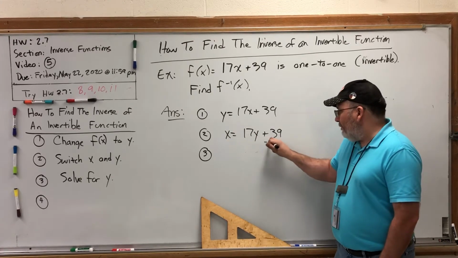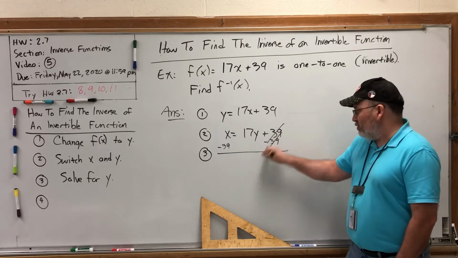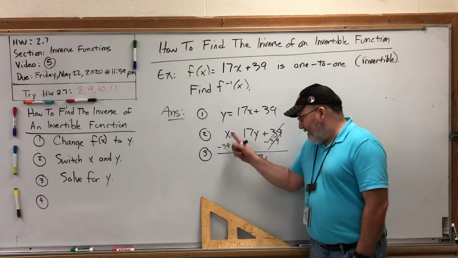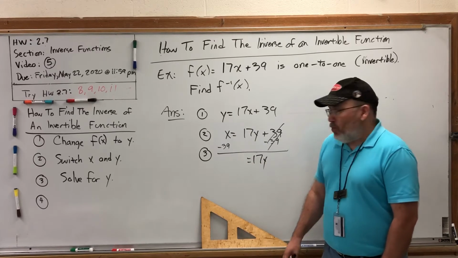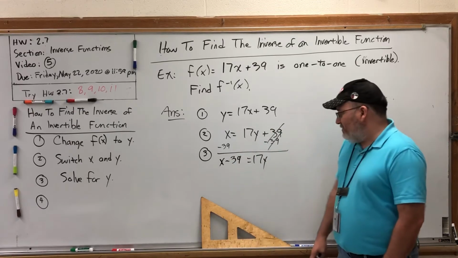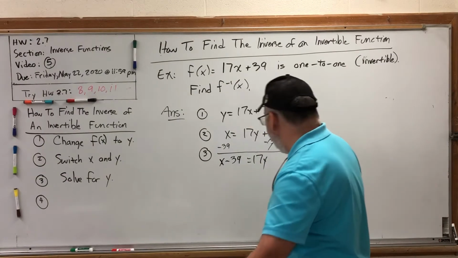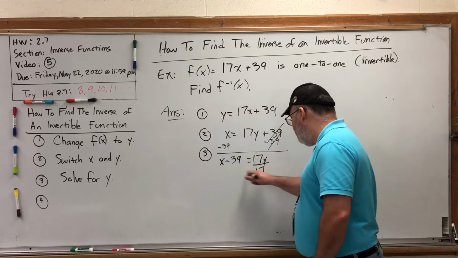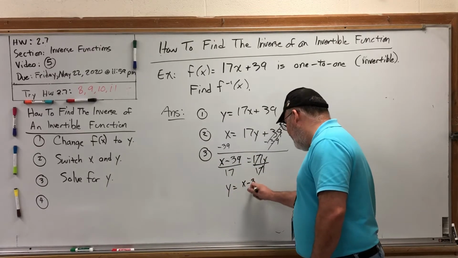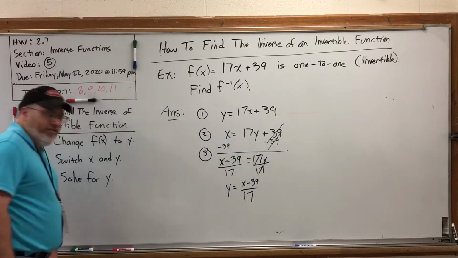For example, our first move for solving for y would be to subtract 39 from both sides, to cancel the plus 39, leaving the 17y by itself. But what's x minus 39? I don't know. All we can write is x minus 39, but that's okay. Our objective is to get the y by itself, and this gets us a little bit closer. The last move, of course, is to divide by 17. So we get y equals x minus 39 over 17. That is your inverse function.